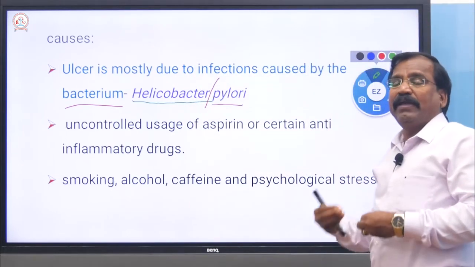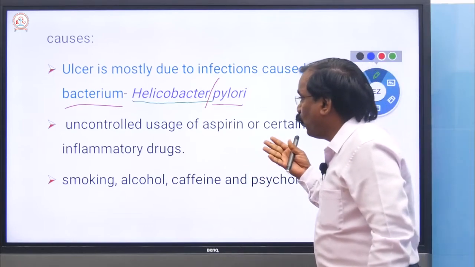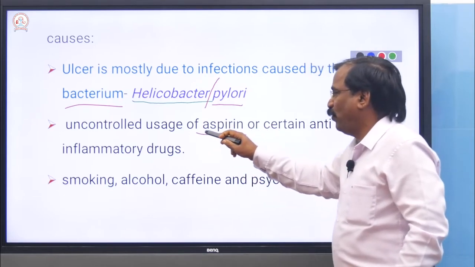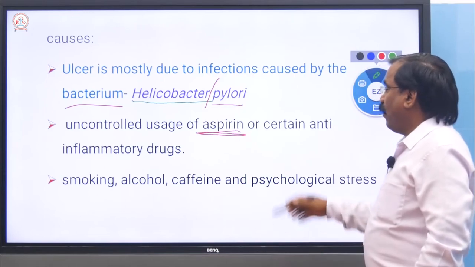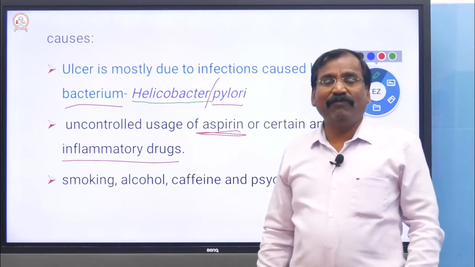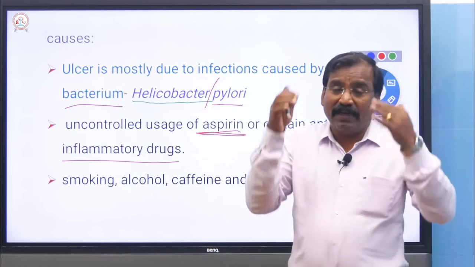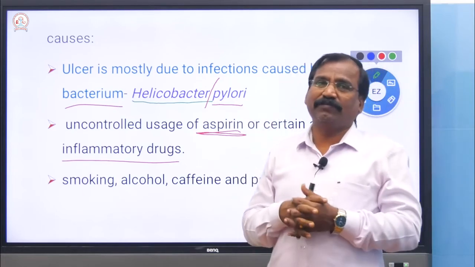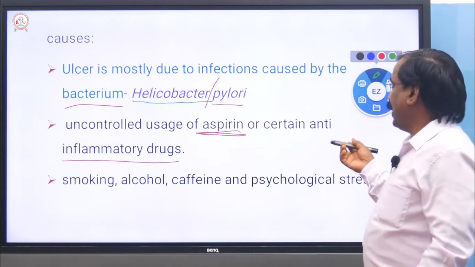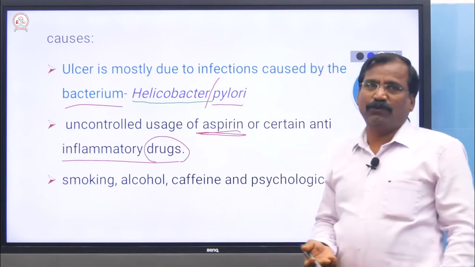What does it do? It damages the inner lining. Helicobacter pylori. And some tablets like aspirin, uncontrolled use of aspirin, or certain anti-inflammatory drugs. Some people take aspirin-like tablets often for pain, like a headache. Overuse of aspirin and anti-inflammatory drug tablets can also cause it.